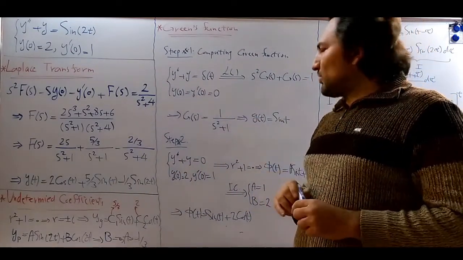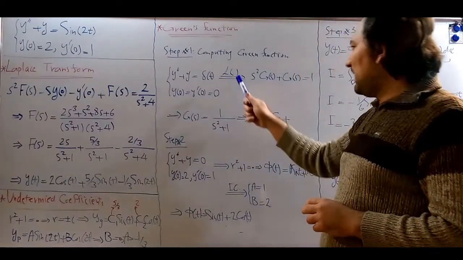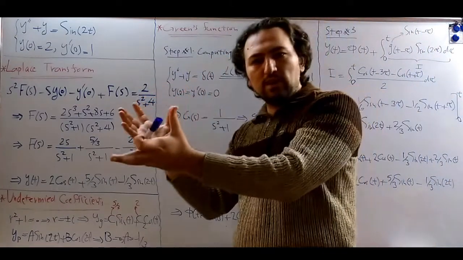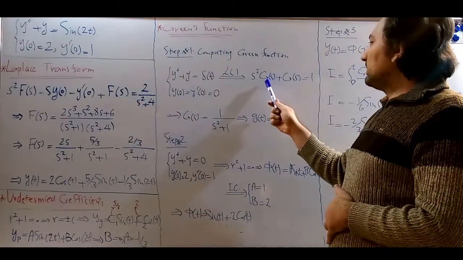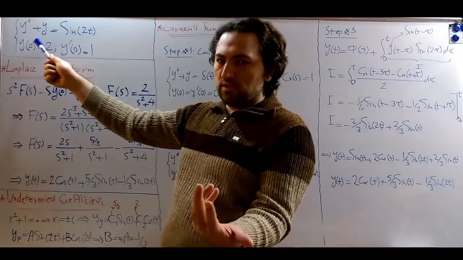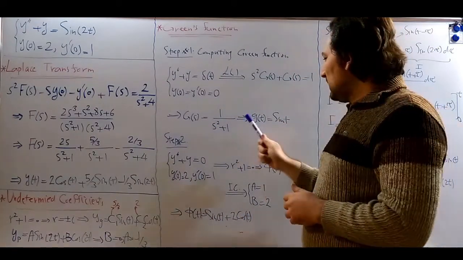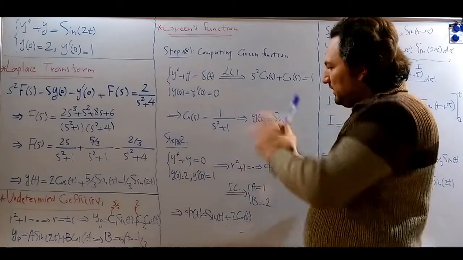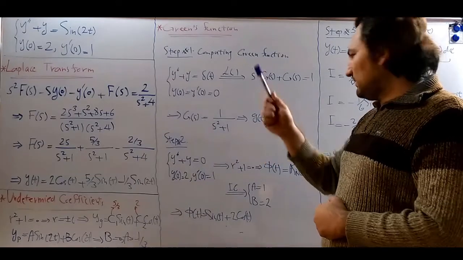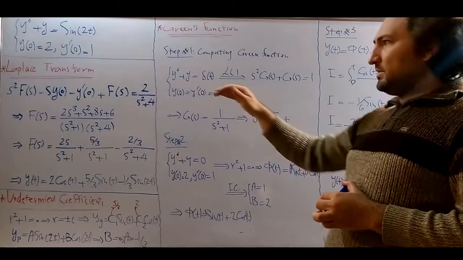You can take the Laplace transform of both sides using these initial conditions, and we have this simple algebraic relation in the Laplace domain. So the Laplace transform of the Green's function of this equation equals 1 over s squared plus 1. You can easily take the inverse Laplace transform of this relation, and the Green's function of that equation is sine of t. This is the first step.